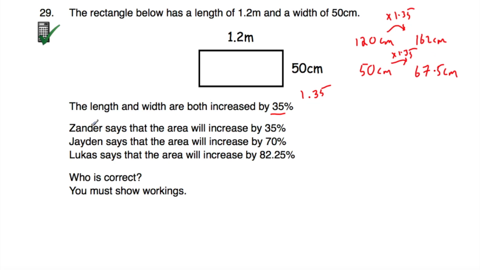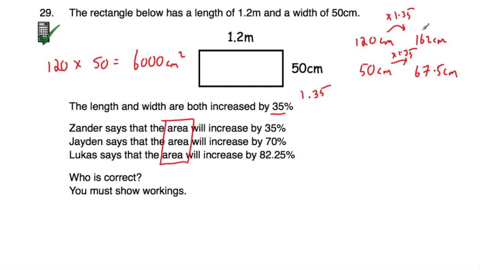Now we're then told that Xander says the area will increase by 35%, Jaden says the area will increase by 70%, Lucas says the area will increase by 82.25%. So all three of them are talking about the area. So let's find the area of the original rectangle, and let's find the area of the enlarged rectangle. So in terms of the original one, to find the area we would do the length multiplied by the width. So the length is 120 centimeters, multiplied by the width, which is 50 centimeters. And when we do 120 multiplied by 50, that's equal to 6,000 centimeters squared. So that's the area of this original rectangle.